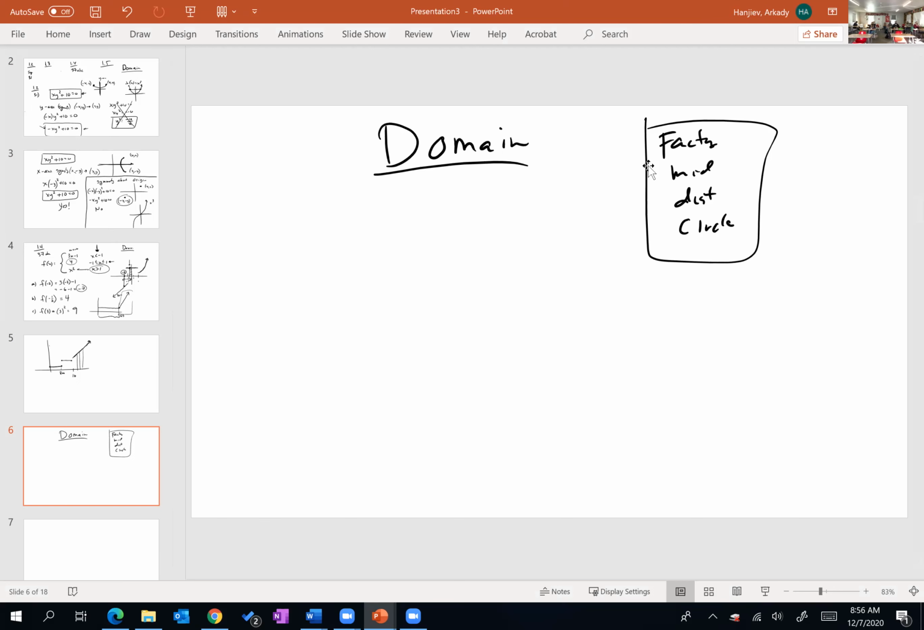The slope formula and equation of line. Thank you. Slope formula, slope intercept form. And the point slope form, right? That one.